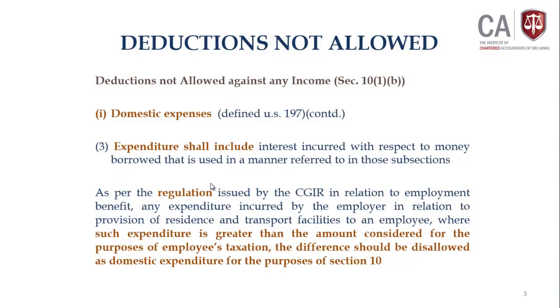For example, let us say a company is going to incur expenses of 1 million rupees in providing a house, and the non-cash benefit in the hands of the employee, let us say, we are going to tax 600,000. So, the company is trying to claim 1 million, the employee has been taxed 600,000. So, the difference of 400,000 you must disallow as a domestic expense. Okay.